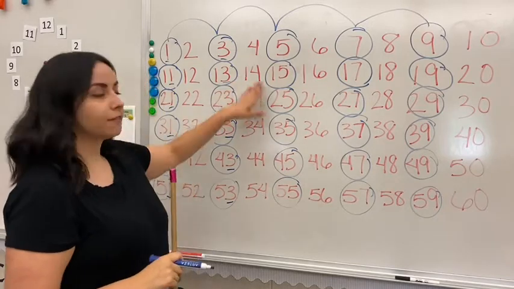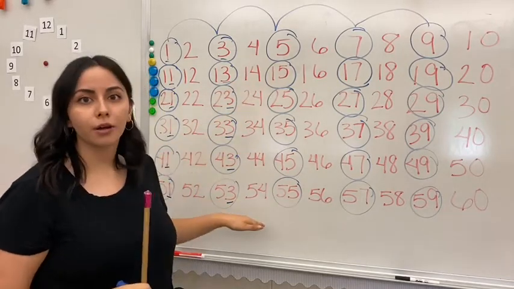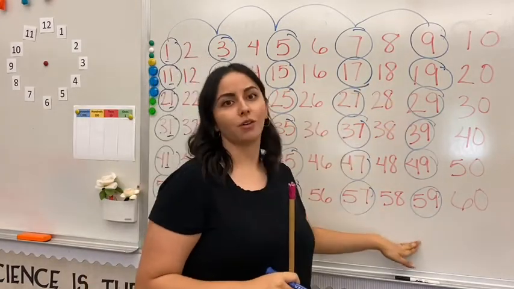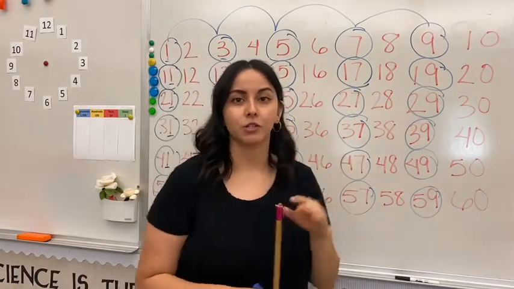The same with my 5s. All of my 5s are odd numbers. All of my 7s are odd numbers, and all of my 9s are odd numbers. Do you guys see that pattern? All right, so here's what we're gonna do.